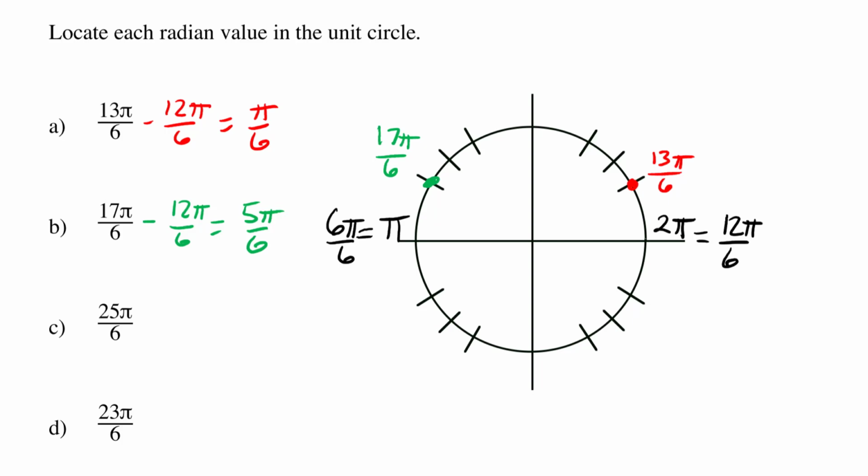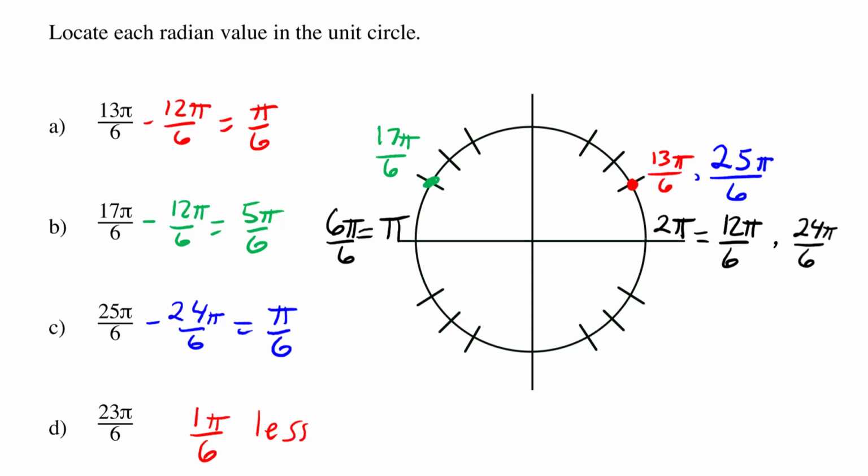Now, if we need to, 25 pi over 6 is actually another full turn around the unit circle. And so after 12 pi over 6, we go one more. Now it's 24 pi over 6, another 12. And so 25 pi over 6 can subtract 24 pi over 6. It also is located in quadrant 1, same location as pi over 6. Now for 23 pi over 6, instead of subtracting, let's think about it. It is actually 1 pi over 6 less than the 24 pi over 6. It's like 30 degrees less than 360. So it's in quadrant 4.